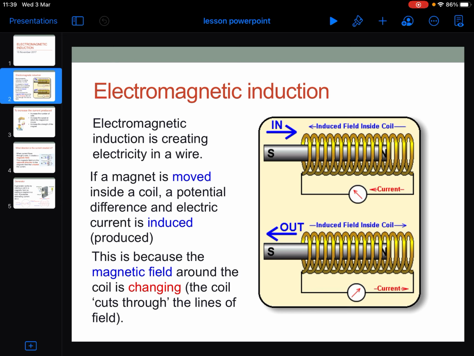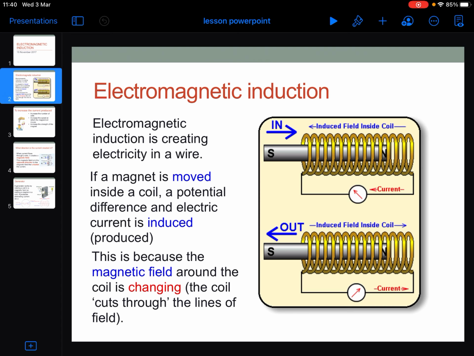But what it actually means is that when you are moving a magnet into a coil, the magnetic field around that magnet effectively goes through the coil. And the coil is going through all the different field lines. If you leave a magnet inside the coil, the field lines stay where they are, and the coil no longer cuts through any of them. They're not moving through each other. So no current will be created.